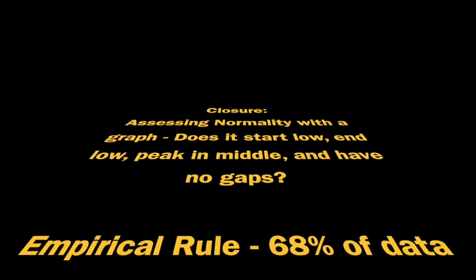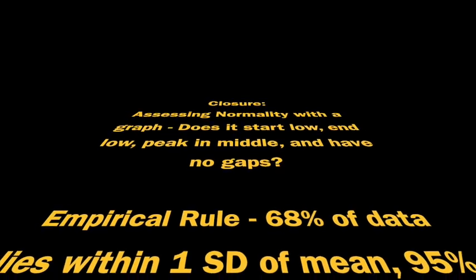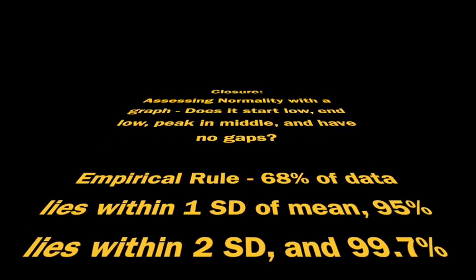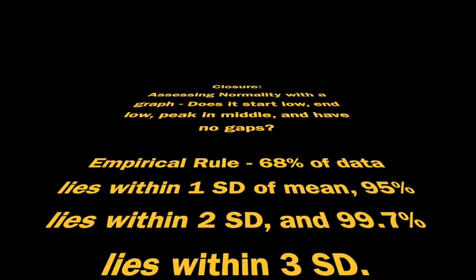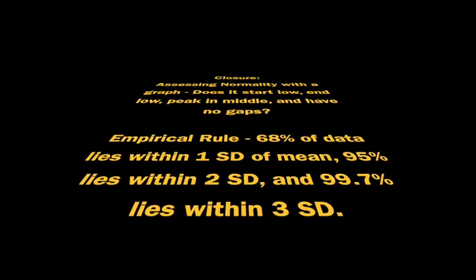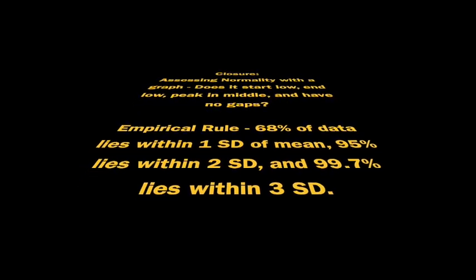Now keep in mind that the empirical rule talks about the population, and what we're dealing with is sample data. So we're not always going to meet these percentages exactly, but if our data displays percentages similar to the empirical rule, there's a really good chance that our population is normally distributed.